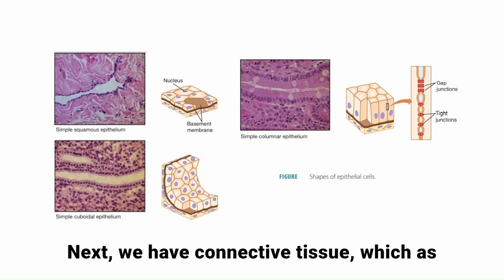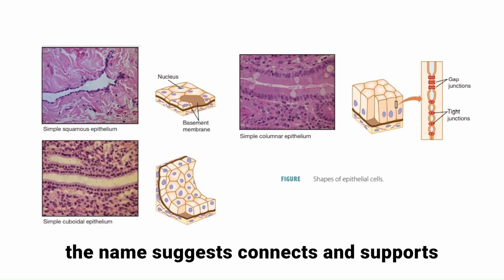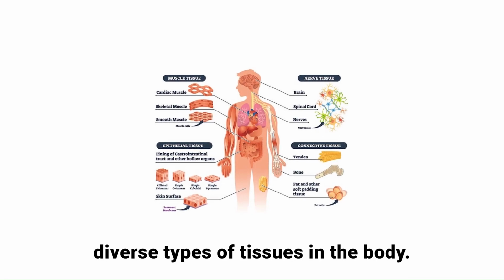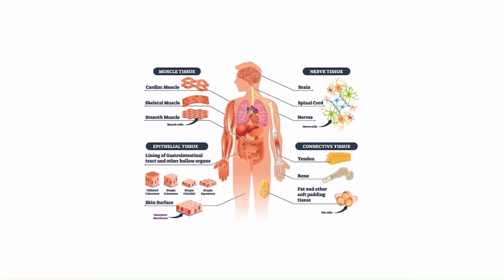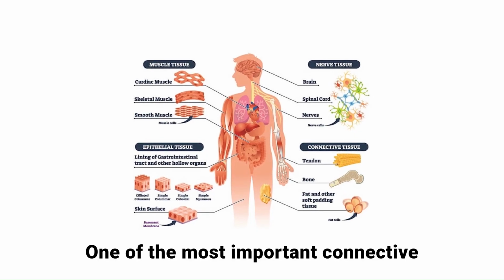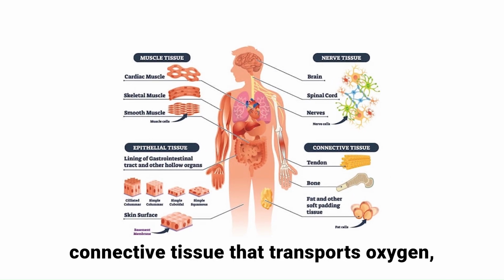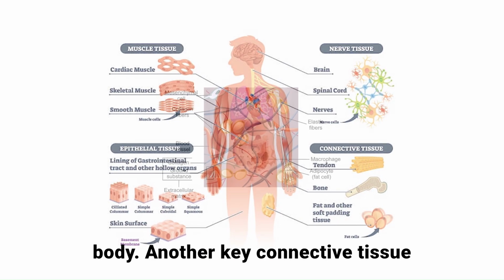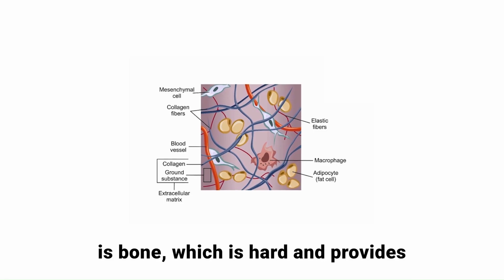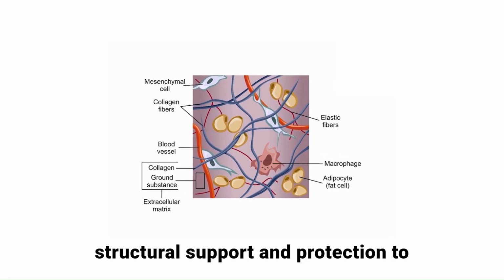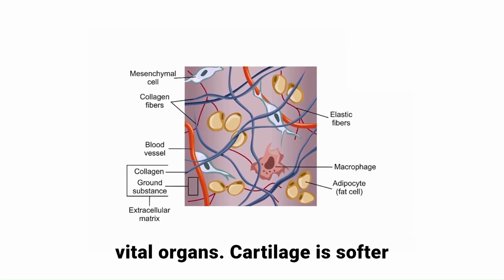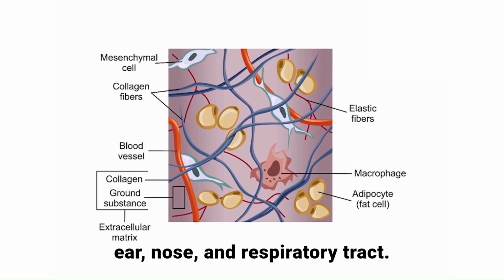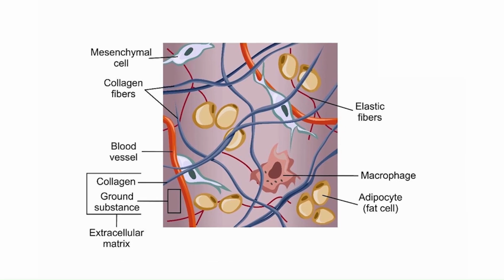Next, we have connective tissue, which, as the name suggests, connects and supports various body parts. It has the most diverse types of tissues in the body. One of the most important connective tissues is blood, which is a fluid connective tissue that transports oxygen, nutrients, and hormones throughout the body. Another key connective tissue is bone, which is hard and provides structural support and protection to vital organs. Cartilage is softer than bone and is found in joints, the ear, nose, and respiratory tract.